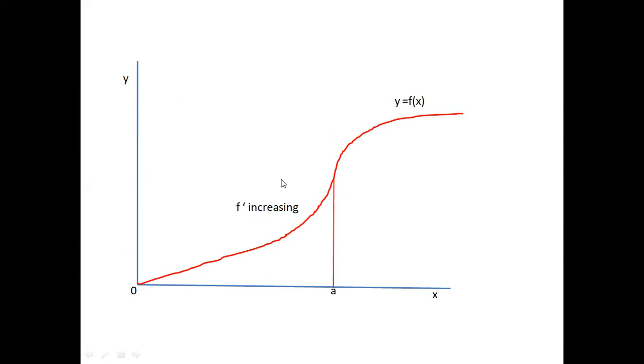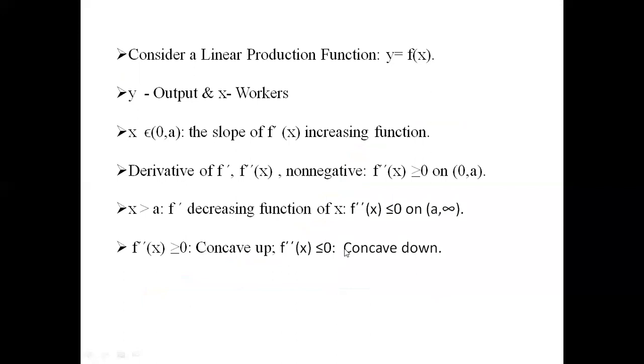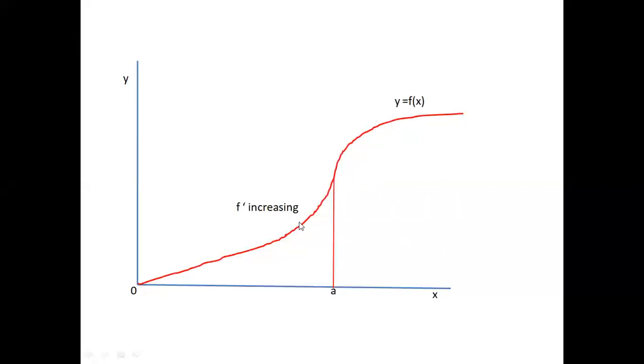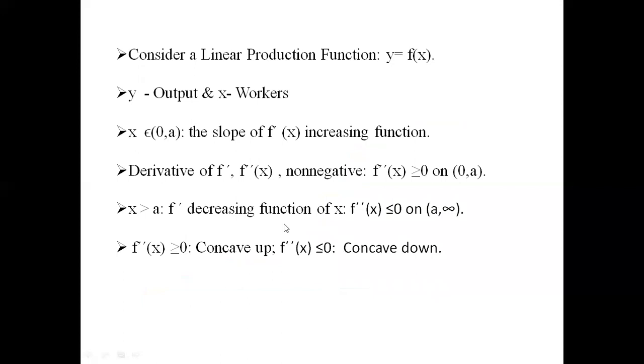So we find that there are two shapes of this graph. The shape of this graph is not homogeneous at each point or each set of output and input combination, but there are two shapes. The first shape is called concave up, and the second shape is concave down. So this is the basic idea of the graph, concave up or concave down.